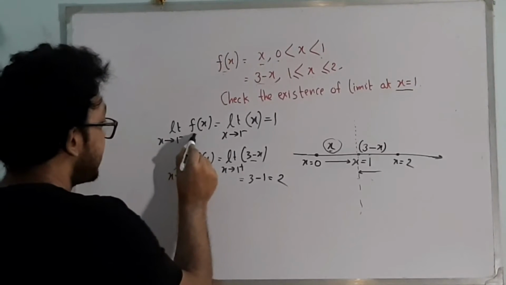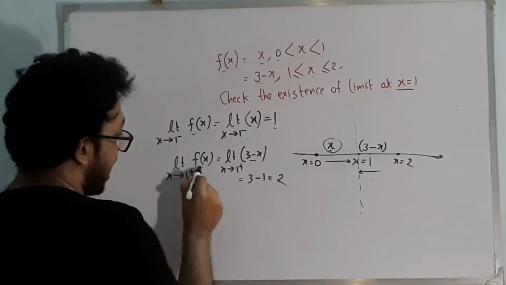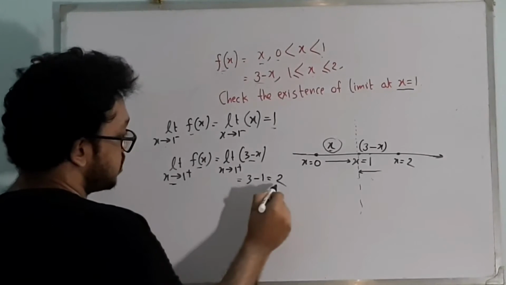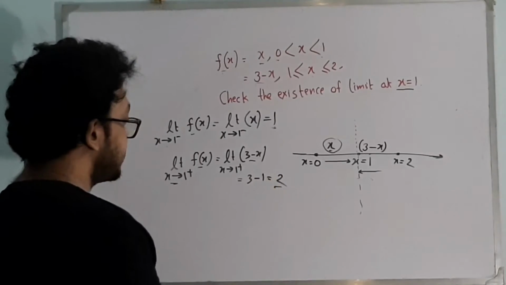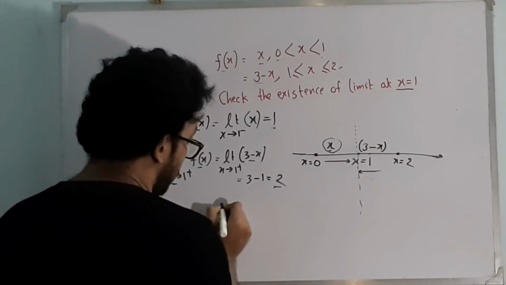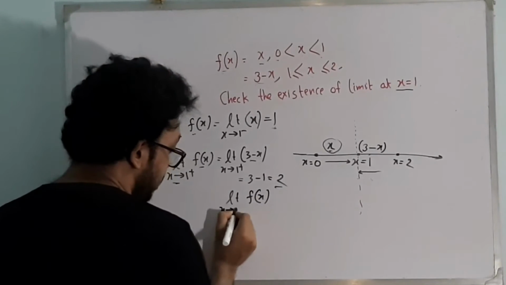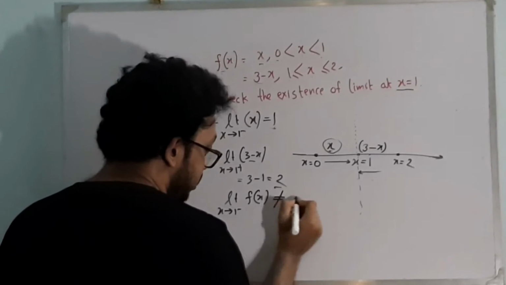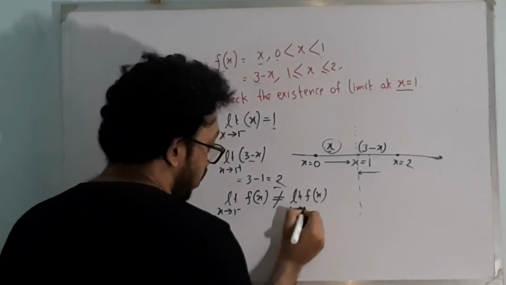So the left hand limit of the function f(x) at x equal to 1 is 1, whereas the right hand limit of the function f(x) at x equal to 1 is 2, right? So the left hand limit is not same as the right hand limit. So what do we have? We have the left hand limit of the function f(x) at x equal to 1 is not same as the right hand limit of the function f(x) at x equal to 1, right?